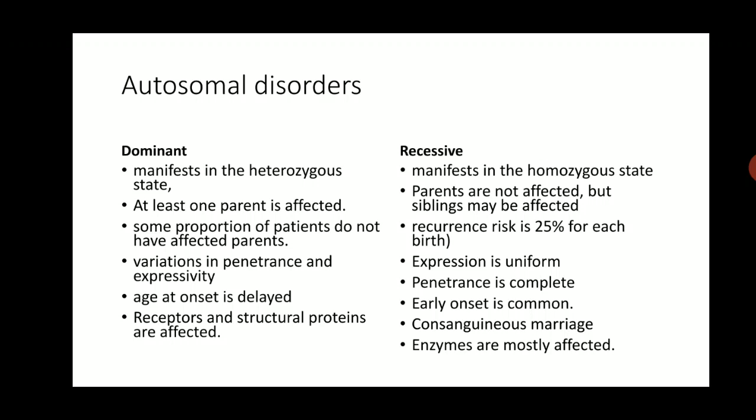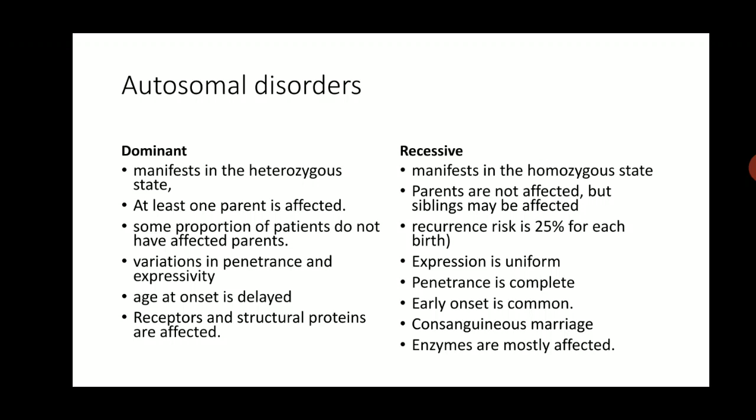In an autosomal dominant disorder, you will find at least one of the parents is affected, but sometimes you will see that none of the parents is affected but the child is affected. This usually happens when it is a new mutation arising within the germ cells of one of the parents. Then the parent will not manifest the disease, but he will pass on the mutated gene to the next generation, and the next generation will manifest the disease.